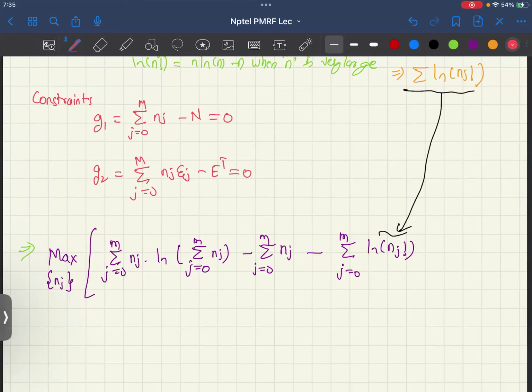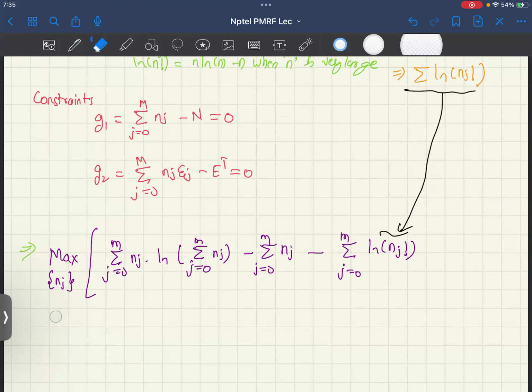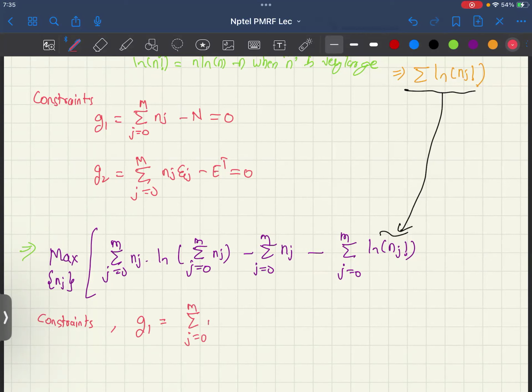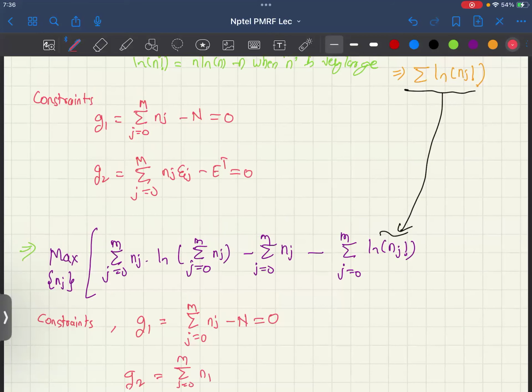Right? Is that the constraint, sir? What are the constraints? Constraints are g1 is equal to summation j equals 0 to m of nj minus n is equal to 0, and g2 is equal to summation of j equals 0 to m of nj epsilon j minus n is equal to 0.